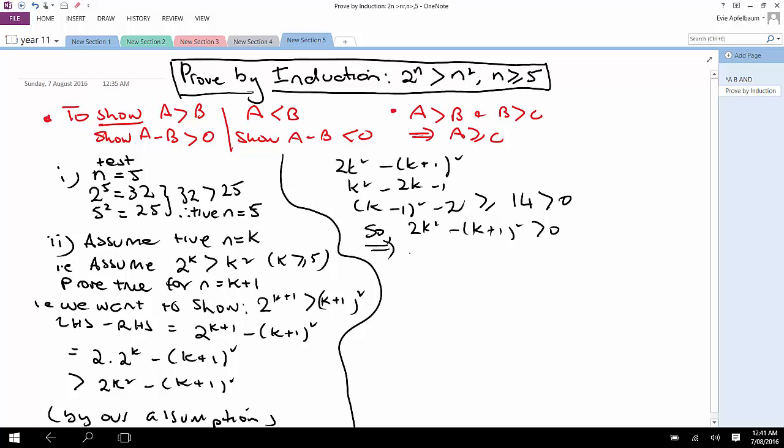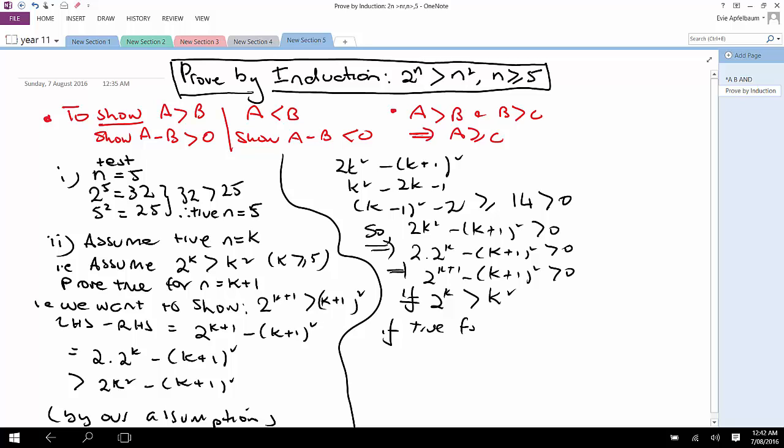That means that our 2 times 2 to the k, which is bigger than this, is bigger than 0. That means that 2 to the k plus 1 minus k plus 1 squared is bigger than 0 if 2 to the k is bigger than k squared. So we've proved yet again that if it's true for n equals k, it's true for n equals k plus 1.